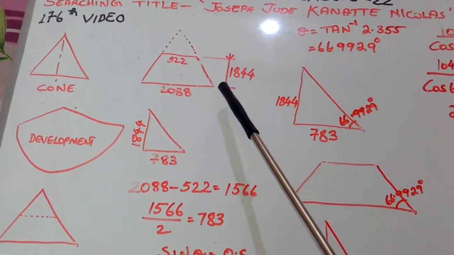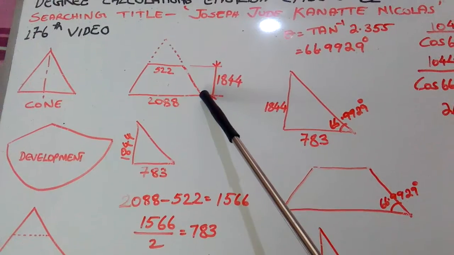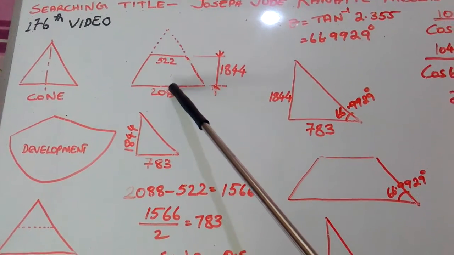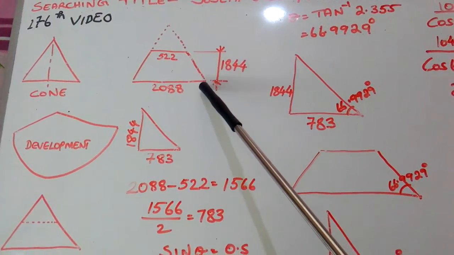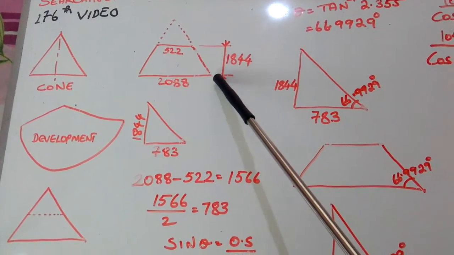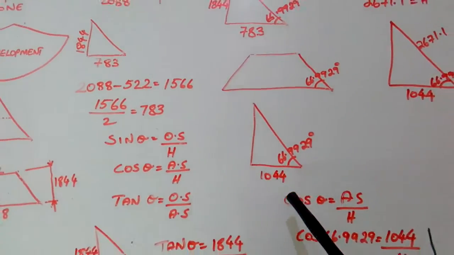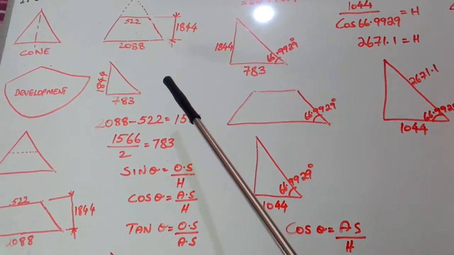So if we make a triangle like this, the triangle starts from here, it ends here, once again it ends here, the final ending is here. So from here to here will be 1044. We can make this kind of triangle here. I have indicated that triangle here.